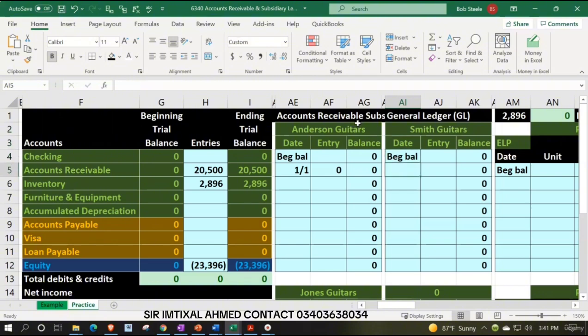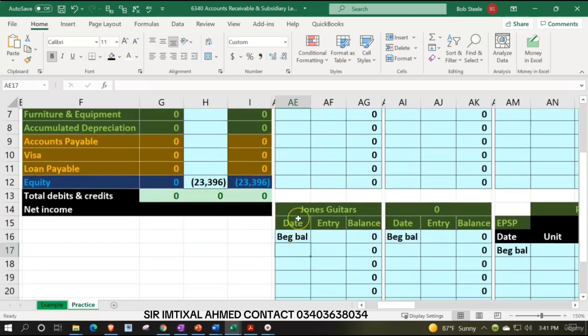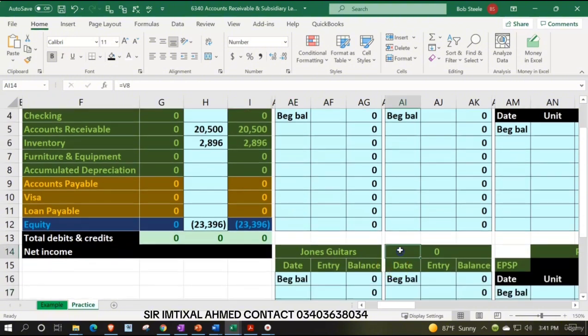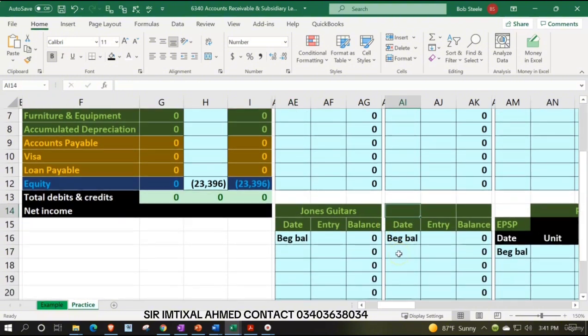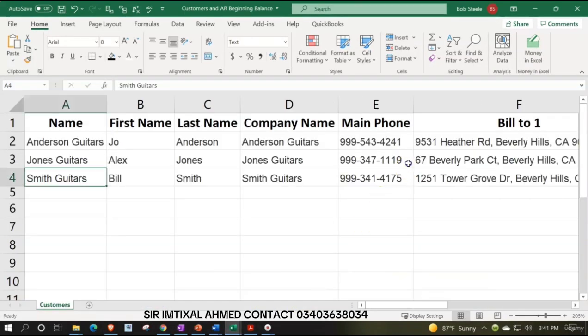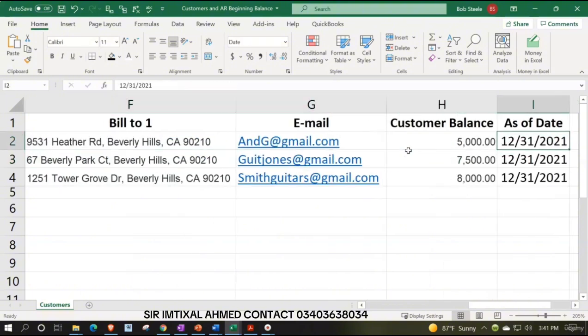And so then I'm going to delete the 0 on this one and this one. So let's delete that, and I'll just put it right in the beginning balance area, what the totals are. This one I'm going to leave blank for now because we don't have something there, but I'll leave it there so that we can add a customer later. So that'll be fine. And then we'll put the amounts, which were 5,000, 7,500 and 8,000.